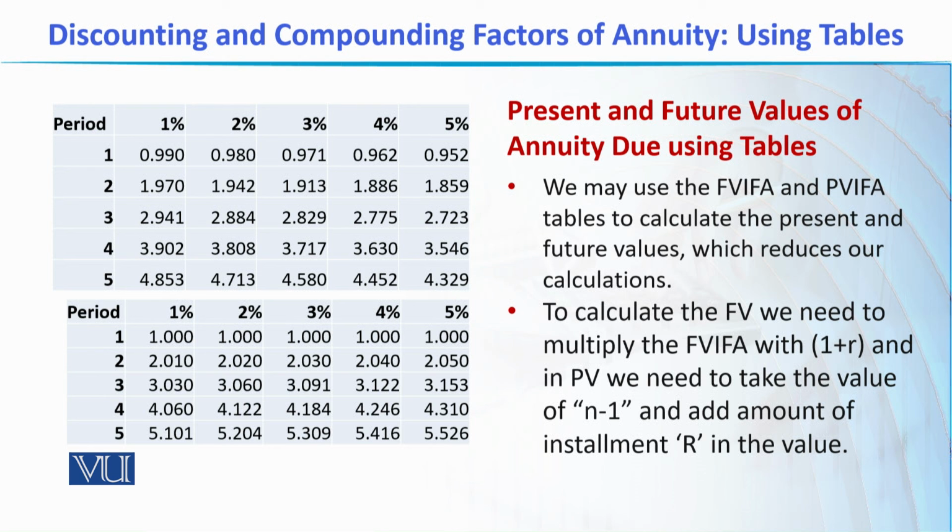To calculate the future value, we need to multiply the future value interest factor of an annuity with 1+r. इससे हमारी हर वैल्यू जो है वो एक साल के लिए ज़्यादा कंपाउंड हो जाएगी. And in present value, we need to take the value of n-1 and add the amount of installment.